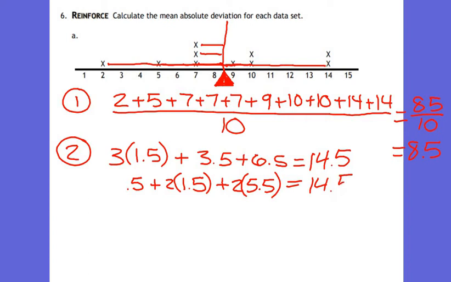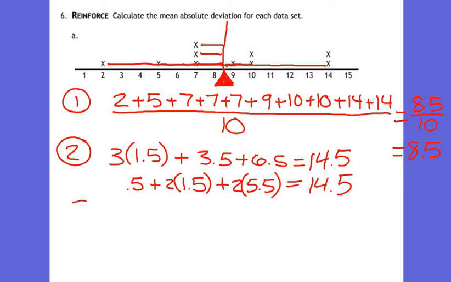14.5. Well, does it make sense that both sides are the same value? Yes. Since my seesaw is even straight across from my mean, both sides have to weigh the same. So this part should confirm that you did your mean correctly.